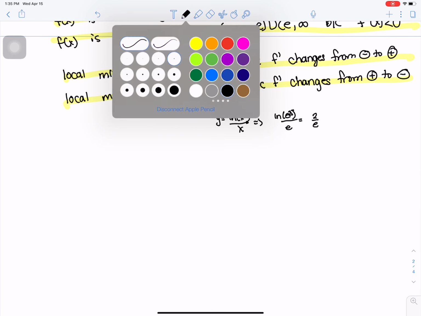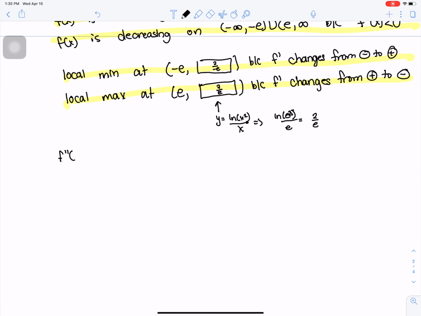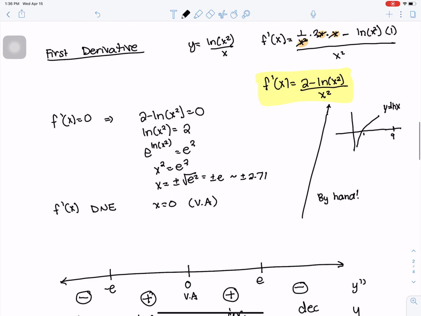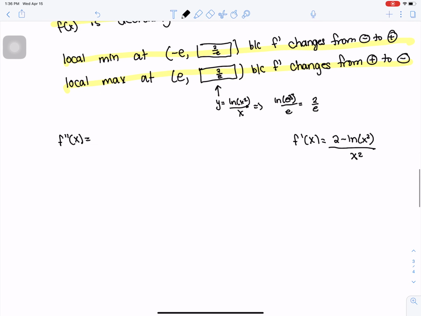So we need to solve the second derivative. Okay, so I'm going to write my first derivative down for us over here, which was 2 minus ln of x squared over x squared. So that's my first derivative. So let's go ahead and do the second derivative.